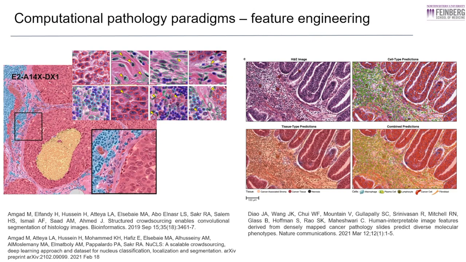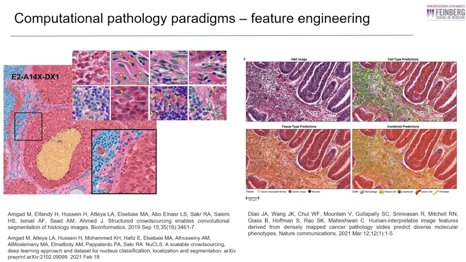When we talk about the computational paradigms, there are really two that we think of. The first is probably familiar to people. We would call this feature engineering. Even if you haven't heard this term before, you've probably seen this concept. So the idea is the machine learning would be used to identify, classify, detect, and delineate structures in the tissue.